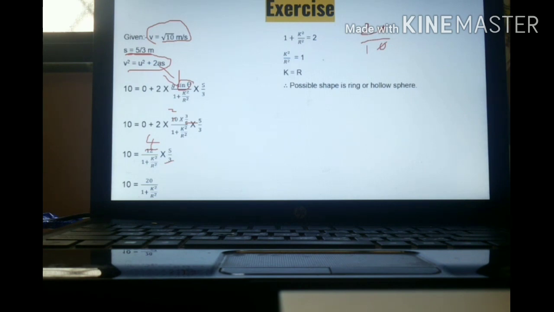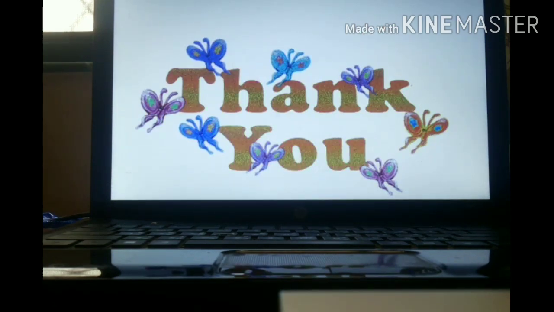If you take 1 over here, it will be 2 minus 1, that is 1. So k square is equal to r square. If we take the square root from both the sides, we will be getting k is equal to r. So what is a possible shape? It is a possible shape of a ring or a hollow sphere. Thank you.